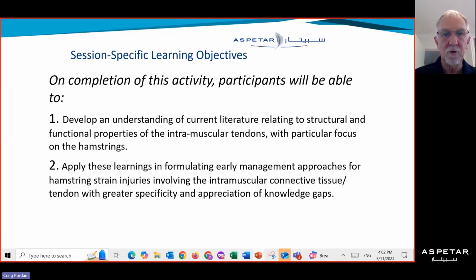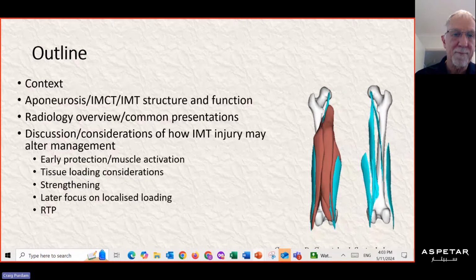And also there are two learning objectives that we've provided for you today. The first one is to get a look across, and this is certainly not exhaustive, at the current literature with respect to structural and functional properties of the intramuscular tendons, more so around the hamstrings, but more generally. And also how injuries involving these particular structures might affect our management, but also probably develop some appreciation also of the knowledge gaps.